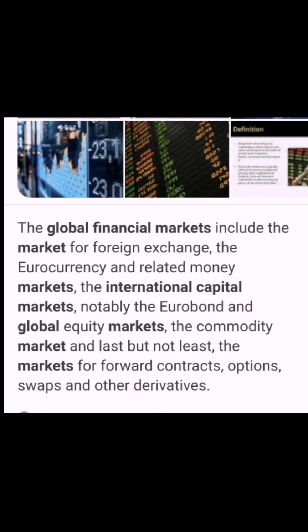So global financial markets include the market for foreign exchange, the Eurocurrency and related money markets, the international capital markets, notably the Eurobond and global equity markets, the commodity markets, and last but not least, the market for forward contracts, options, swaps, and other derivatives.